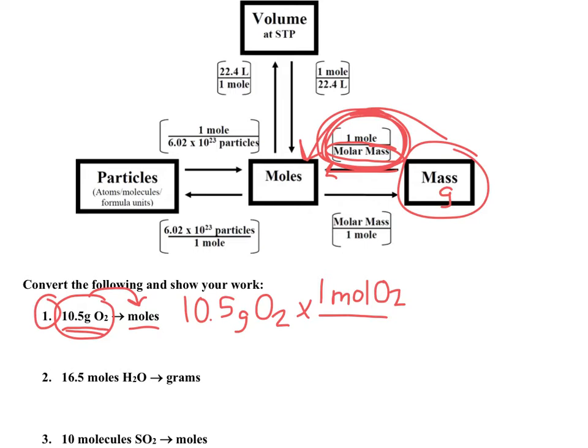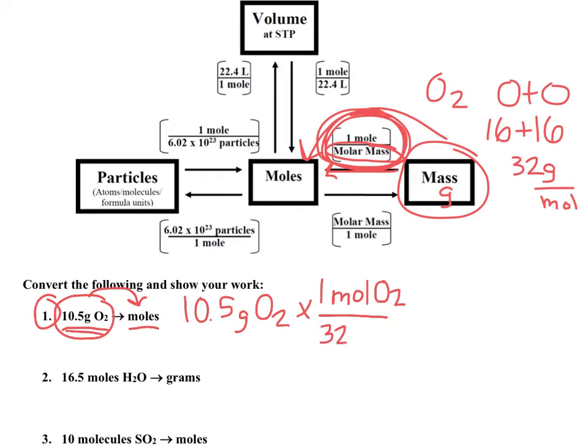Since I have oxygen, O2, it's really just oxygen plus oxygen. If you look on the periodic table, a mole of oxygen is 16 grams. So if you have 2 of them, 16 plus 16 is 32 grams for every mole. So the molar mass on the bottom is going to be 32 grams of oxygen. Why? Because we just said 2 oxygens on the periodic table is 16 plus 16.